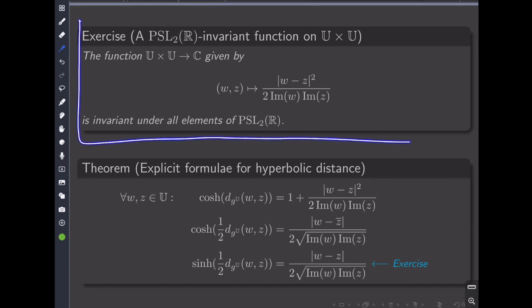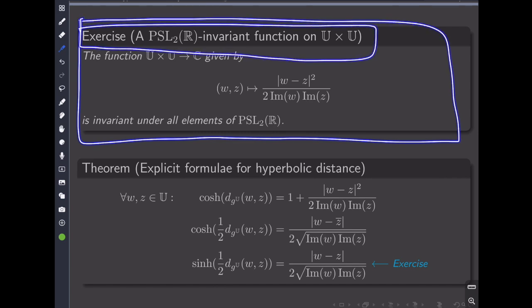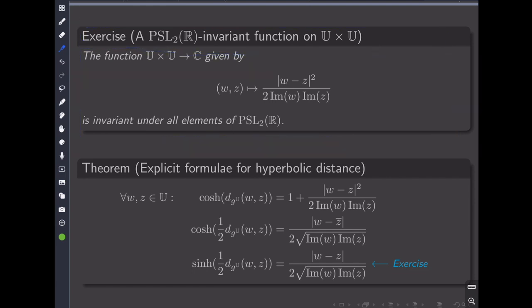So this is an essential exercise, an extremely important exercise, which can be done by just doing everything explicitly. Sorry, just one thing. What does it mean that this is invariant under PSL2R? This means that for every Mobius transformation preserving U bijectively. If you want, I think I called it Mob plus of U.